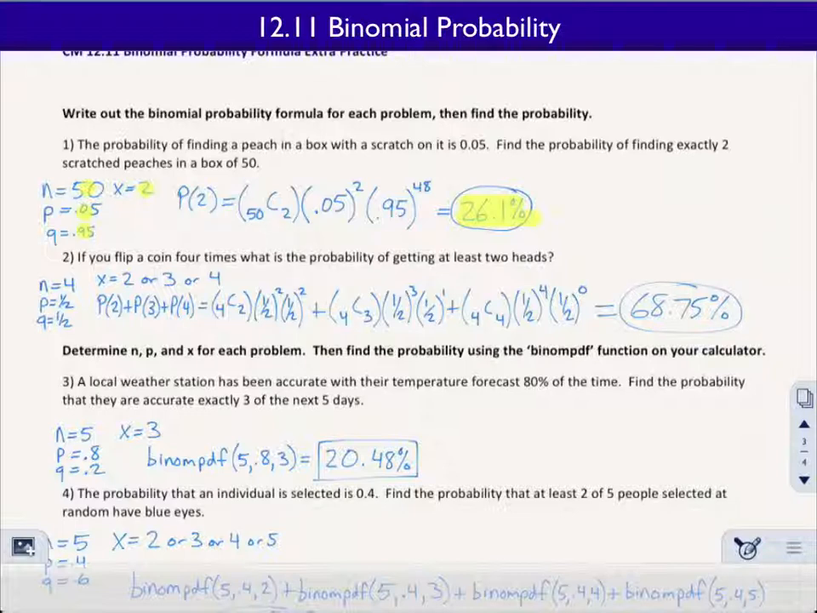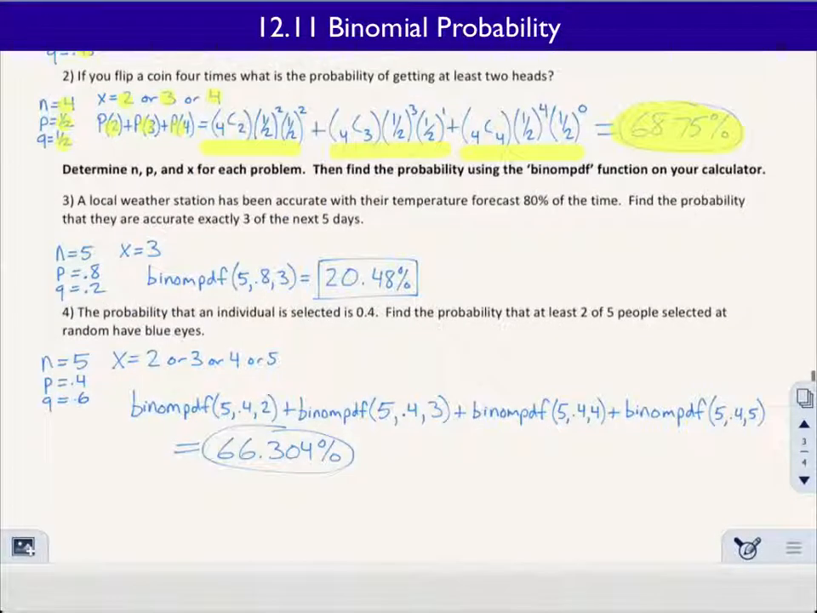For number 2, the probability of getting at least 2 heads would be 2, 3, or 4. So n here was 4, p is 1/2, so q is 1/2. We would add up these 3 probabilities right here. You can see using the formula 3 times, and we add all this up and we get 68.75%.